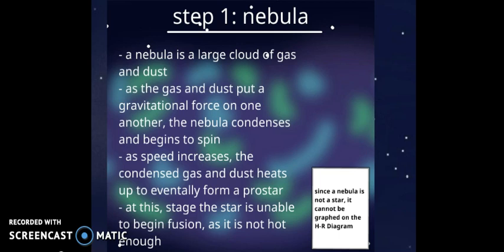The first step in a star's life is the nebula stage. A nebula is a large cloud of gas and dust. As the gas and dust put gravitational force on one another, the nebula contracts and begins to spin. As the speed increases, the condensed gas and dust heats up to eventually form a protostar. At this stage, the star is unable to begin fusion, as it is not hot enough yet. And since the nebula is not a star yet, it cannot be graphed on the HR diagram.